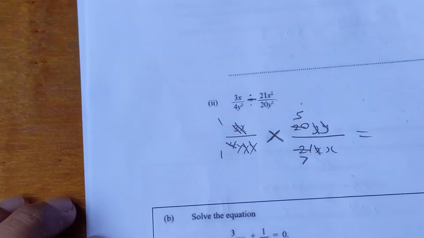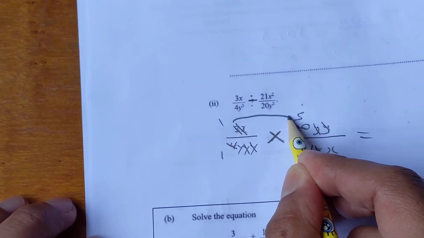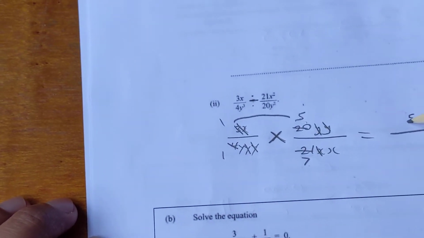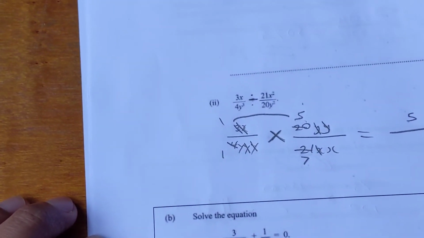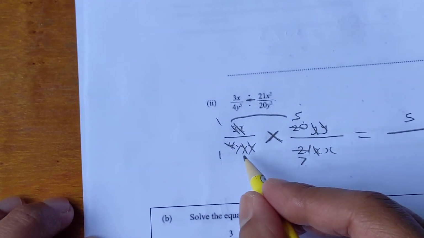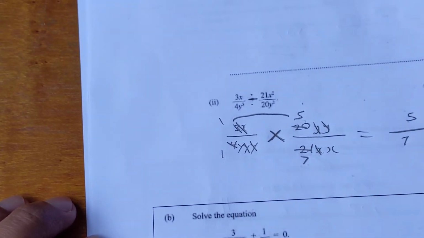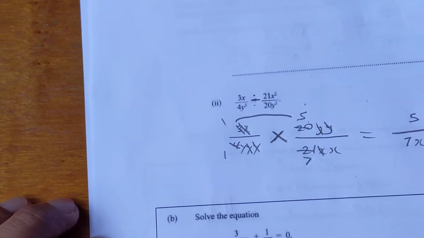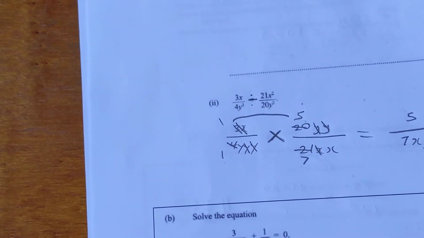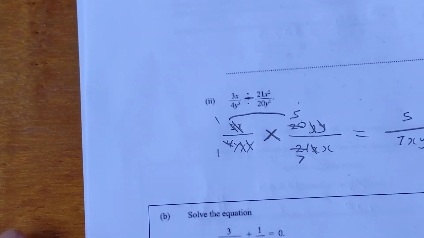Once I finish cancelling, just like in a regular fractions question, whatever remains on the top, you multiply those two together, and that answer is going to go on the top. So on the top here, I have 1 times 5, which is 5. And on the bottom, I'm going to have 1y times 7x. 1 times 7 is 7. Y times x, xy, or yx. That's what that one is going to look like, and that's it for that one.